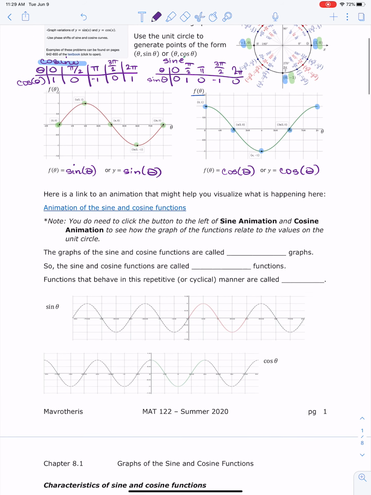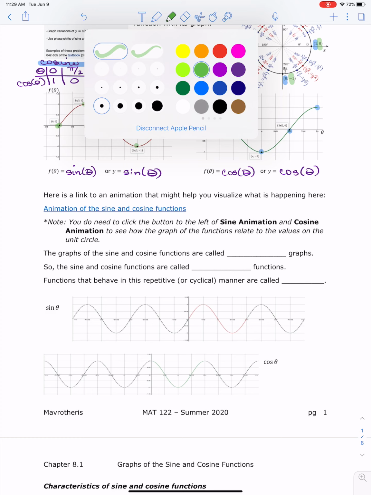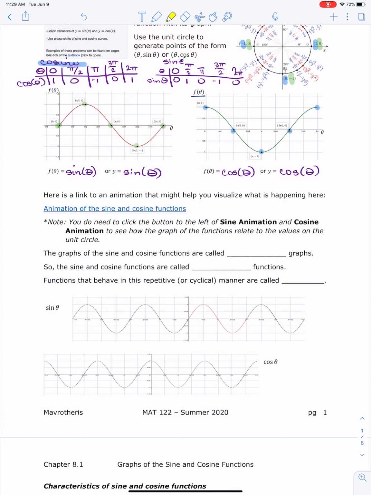There are a lot of different ways to look at this, and a lot of different ways online. I have linked one animation of the sine and cosine. It's kind of neat. It maps around the unit circle as the curve is drawn. Please make sure you go down on the left-hand side and make sure the button next to sine animation or cosine animation is turned on. It's a little entertaining to watch them both go at the same time. Also a little confusing.